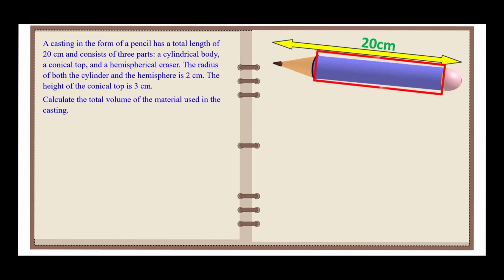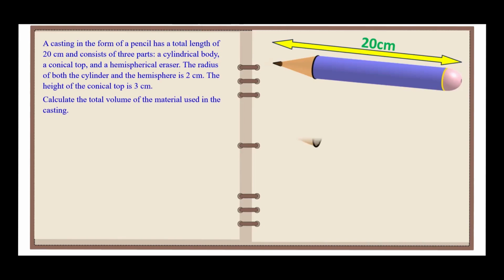And then outside that, what other shape can we see? Look at the top. It has a conical top. All right. Then let's look at the bottom, which is the eraser. This is a hemisphere. So we are going to be looking at how to use our knowledge of the volumes of each of these shapes to determine the volume of the material used in this casting.